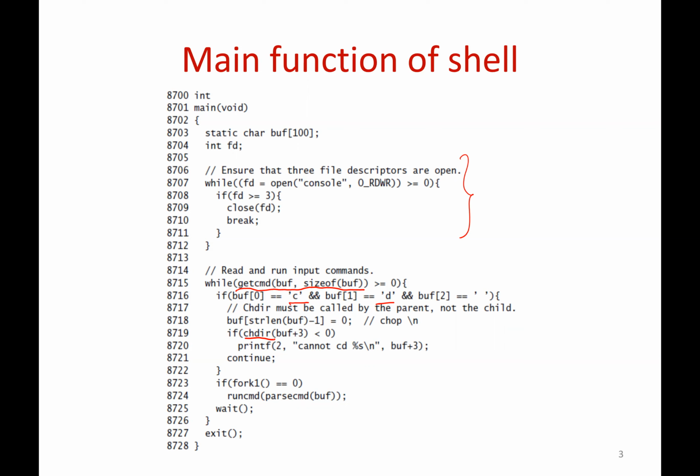But if it is any other command, then the shell forks a child process, and in that child process, it runs the command. So this run command is basically calling the exec system call. We don't see the code here, but the exec system call is called here. It forks a child, runs the command in that child via exec, and then the parent shell process waits for the child to complete. Right? So this is what the simple shell in xv6 looks like.